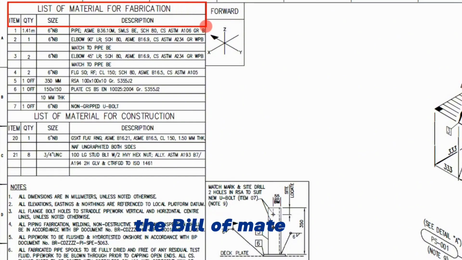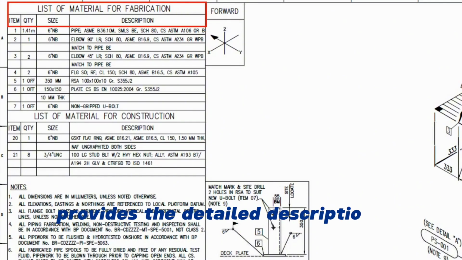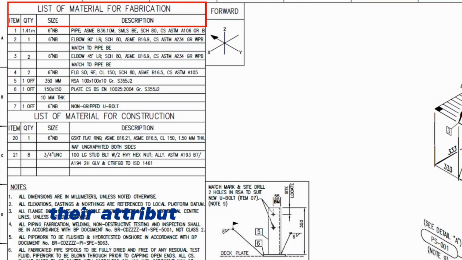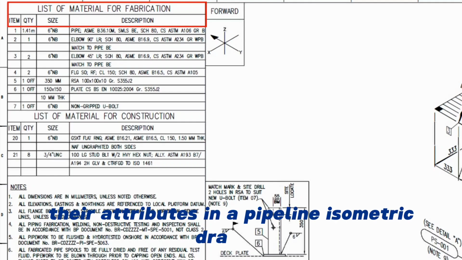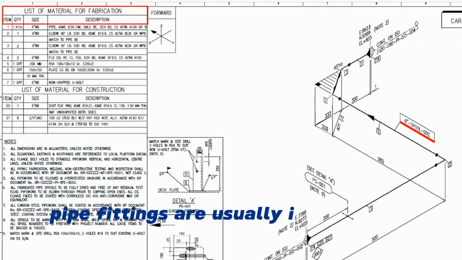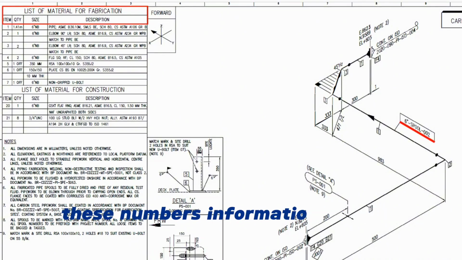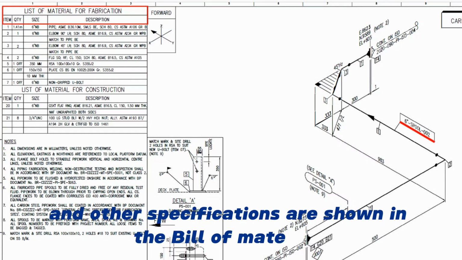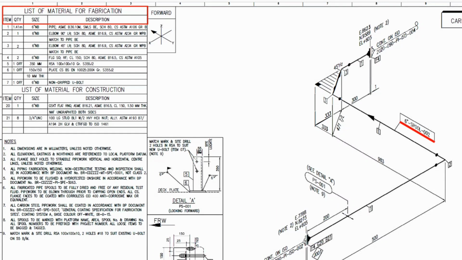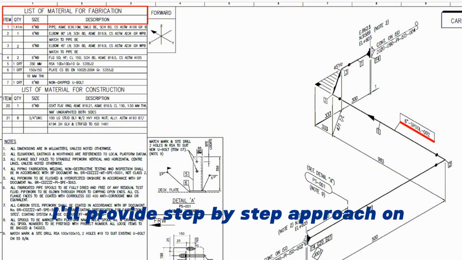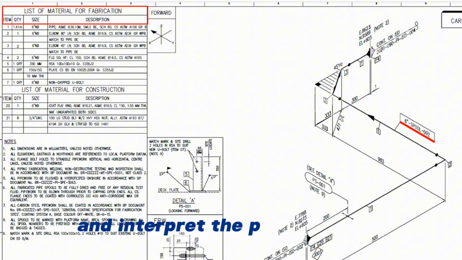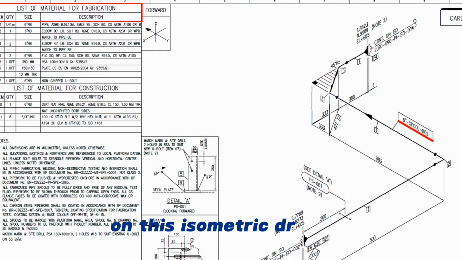The bill of materials provides the detailed description of the fittings and their attributes. In a pipeline isometric drawing, pipe fittings are usually indicated by symbols or numbers. For these numbers, information such as dimensions of fittings, type of material, and other specifications are shown in the bill of materials, BOM. I'll provide a step-by-step approach on how to identify and interpret the piping fittings on this isometric drawing.